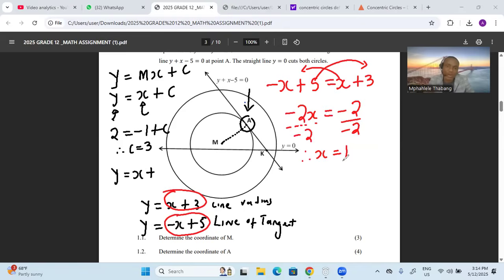So now I have to find the y coordinate. When you are looking for the y coordinate, just pick any of those two equations and substitute x with 1. So I'm going to take the line of a radius, which is y equals x plus 3. Substituting x with 1, 1 plus 3, y equals 4. So the coordinate of A, therefore, is (1, 4).